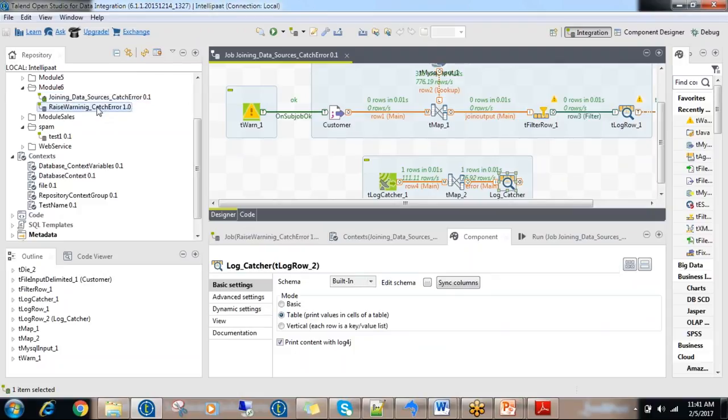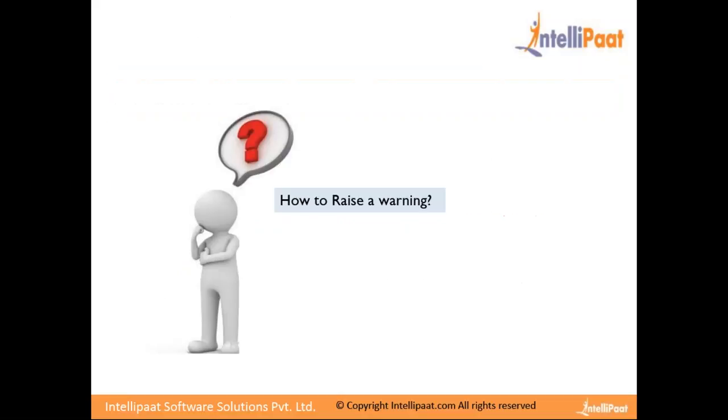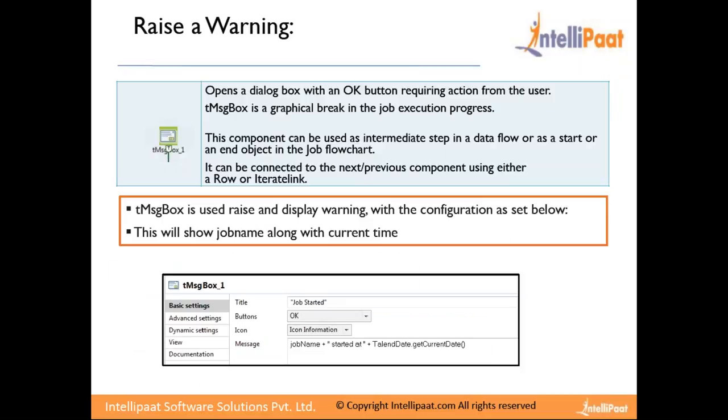Now we'll see how to raise warnings. To raise warnings, we have a component called tMsgBox. The message box shows an informative message. Here we can define whatever values we want.